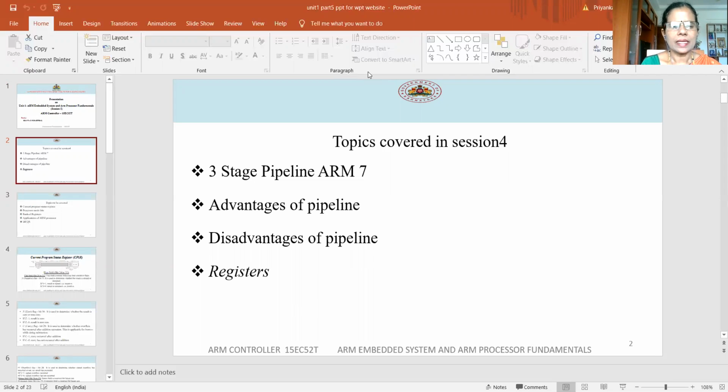In the first cycle, only the add instruction is fetched. In the second cycle, subtraction is fetched and the add instruction is decoded. And in the third cycle, the compare instruction is fetched, the subtract instruction is decoded, and the add instruction is executed. In the third cycle, the pipeline is filled. The process of filling the pipeline, I explained with the diagram. After that, we studied the advantages and disadvantages of pipeline.